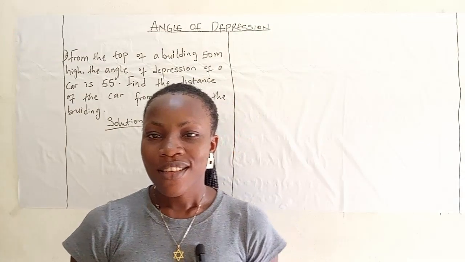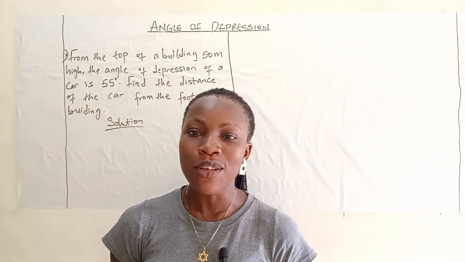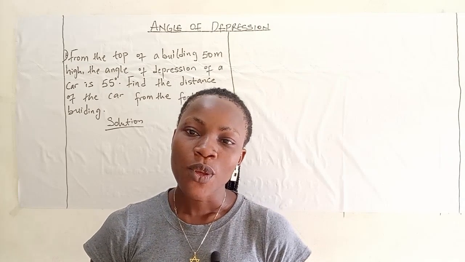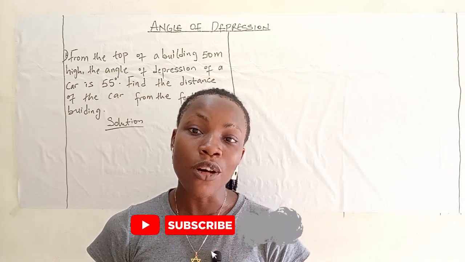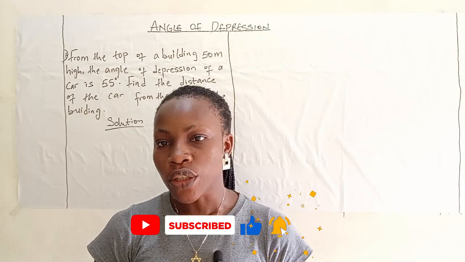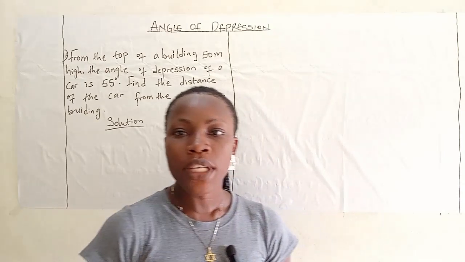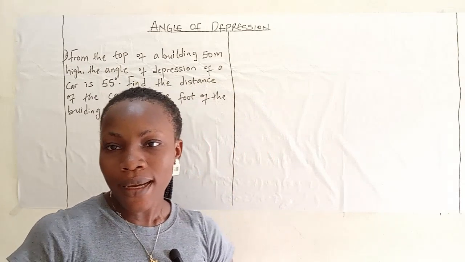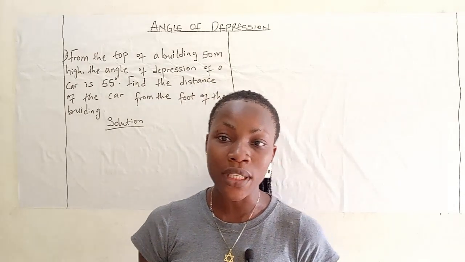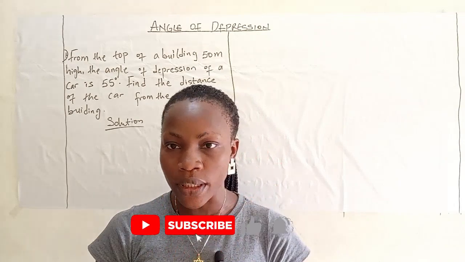Hello friends, in our video today we are going to look at angle of depression. In our last video we looked at what angle of elevation is and we solved a question on it. Today we are looking at angle of depression, and like I said in the last video, angle of depression is simply an angle made with your eye level while looking down.